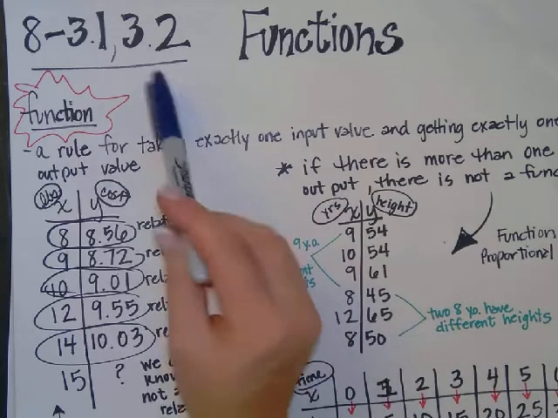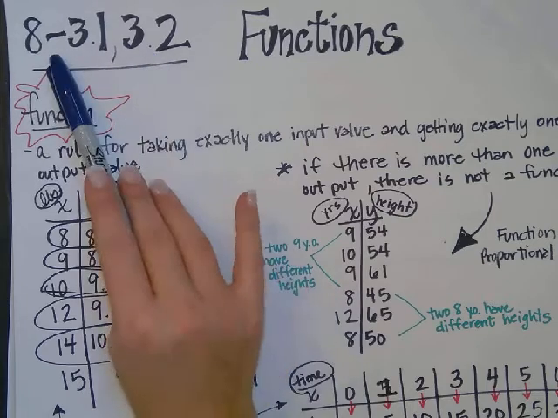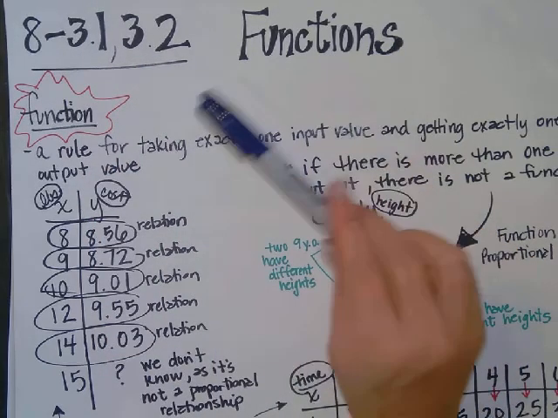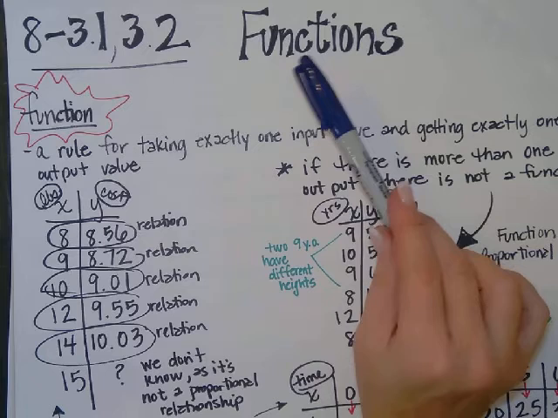I'm going to talk about sections 3.1 and 3.2 for 8th grade math. This is about functions, but we're also going to talk about the difference between proportional relationships and functions.